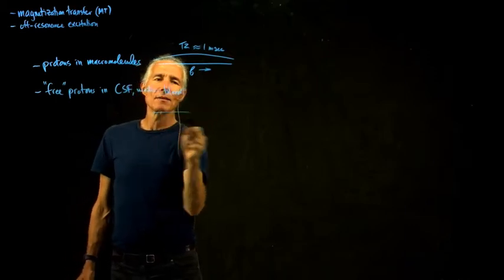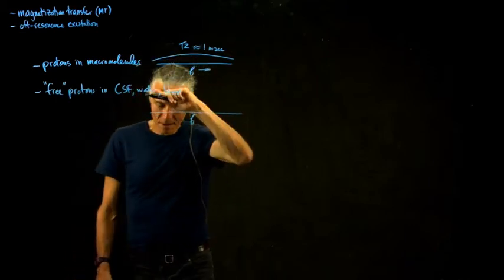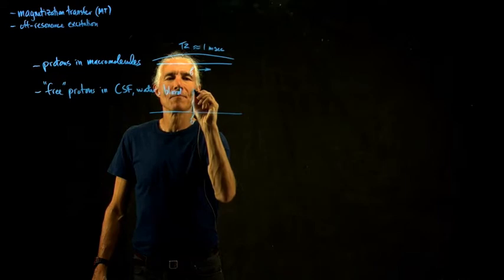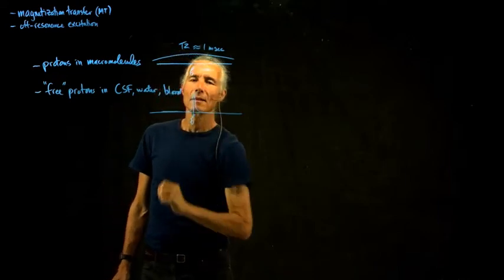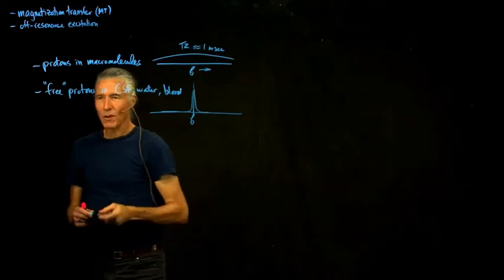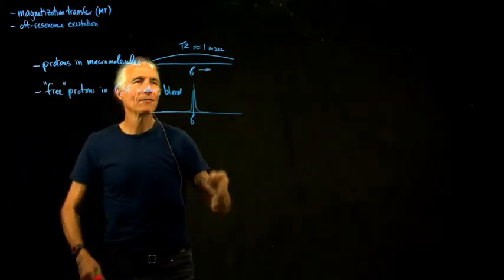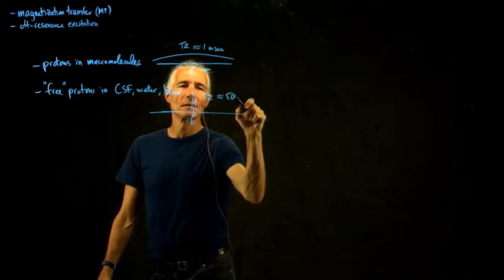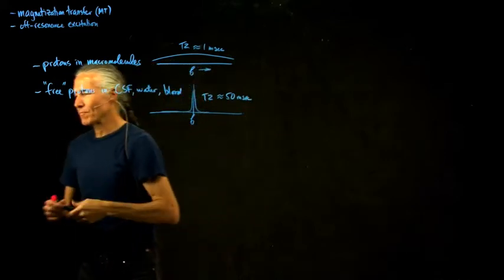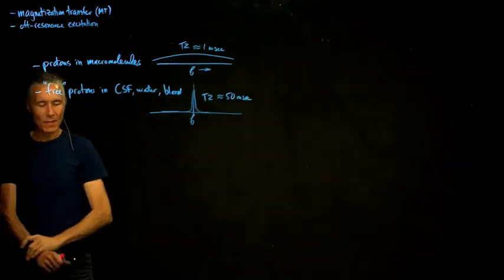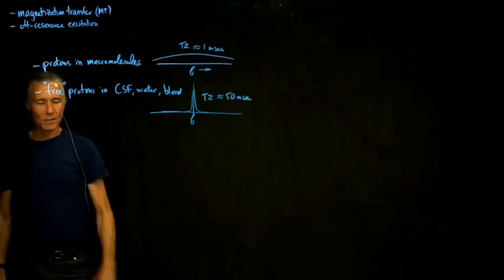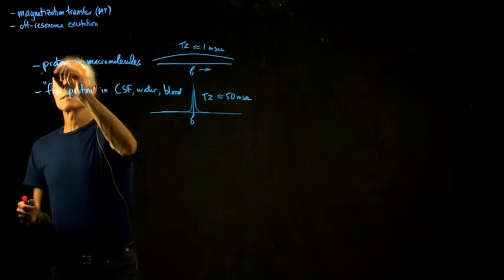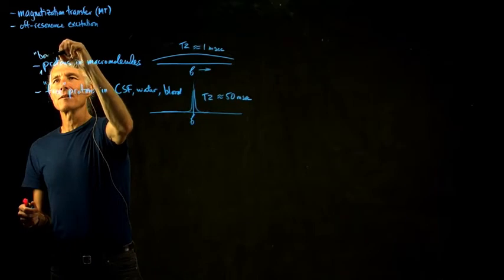And so those guys are the normal protons, where they have a sharp resonant frequency like this. They all pretty much have the same resonant frequency, and their T2 is more like 50 milliseconds. It could be less or more, but a lot of the watery brain tissue will have this property. So these guys are free, and these guys we'll call bound protons.